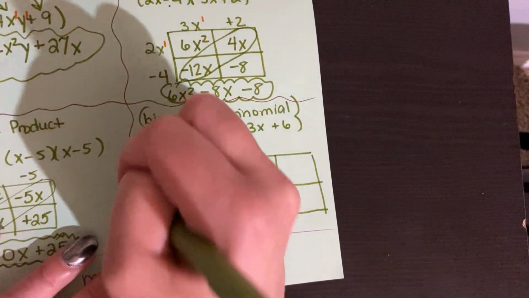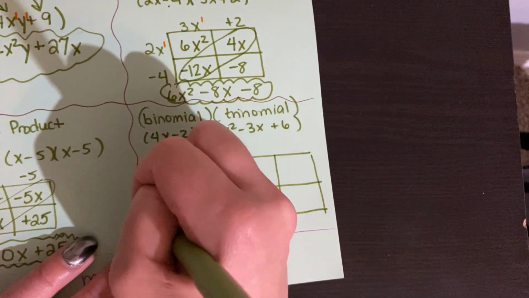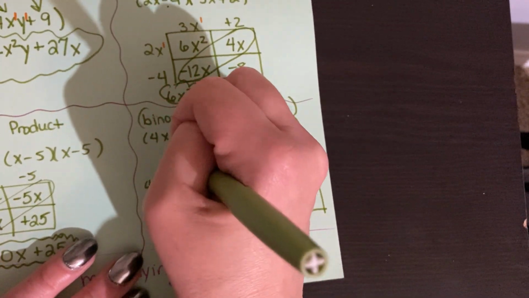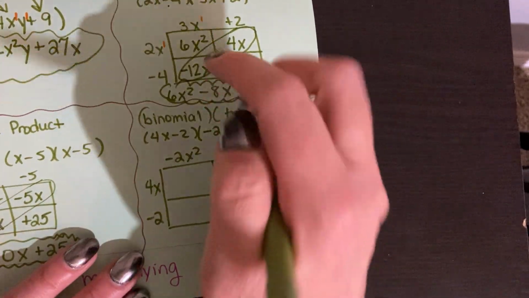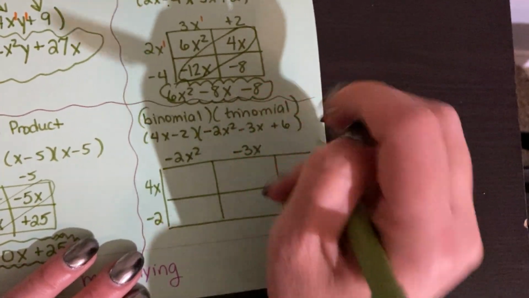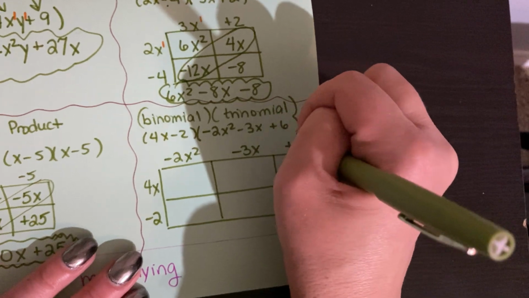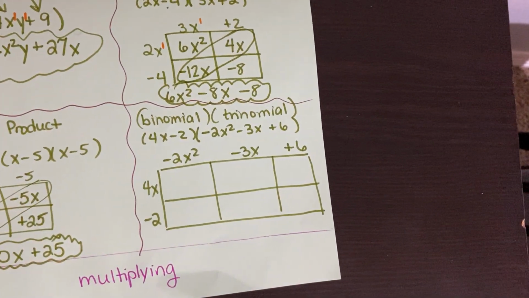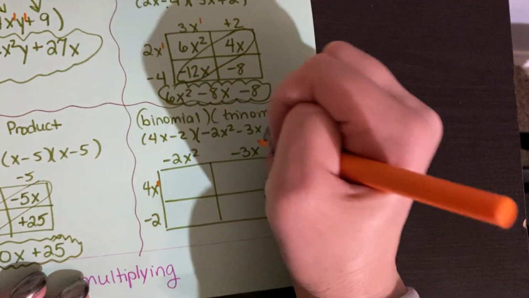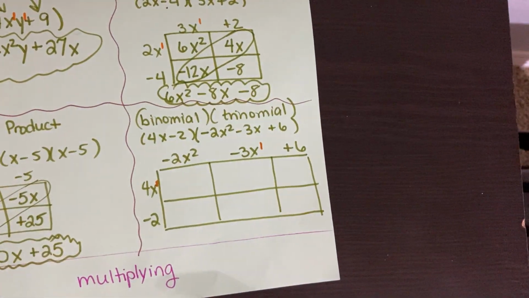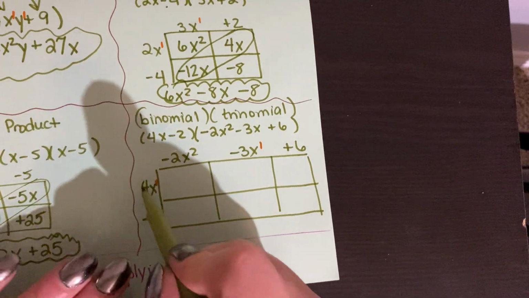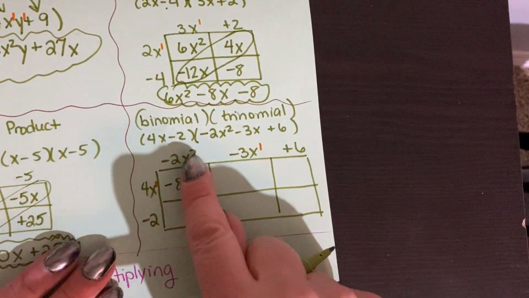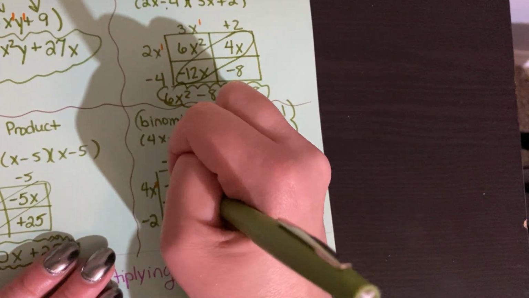Okay, so 4x - 2 is my width, and my length, -2x² - 3x + 6. And I'm just going to do each piece. Oh, let's make our invisible ones visible. Let's see, what do I need? One here and one here. Okay? 4 times -2 is -8. x to the first times x², we add exponents, so that's x³.